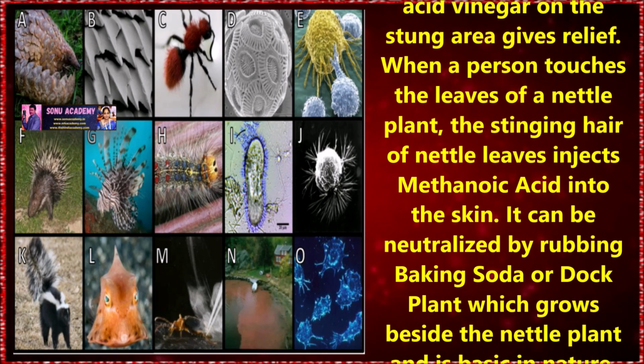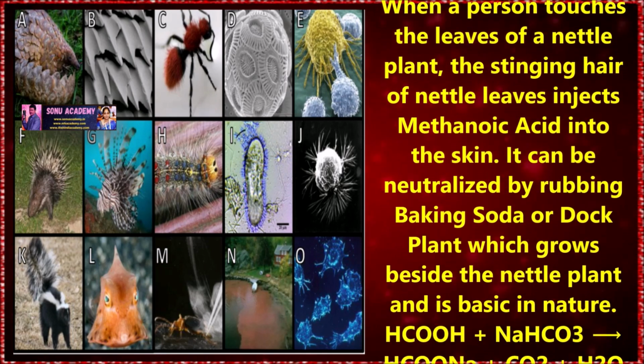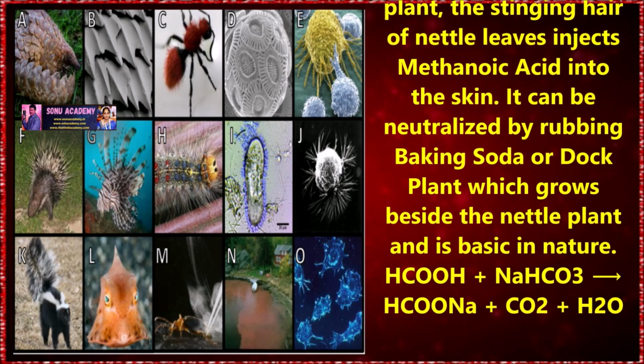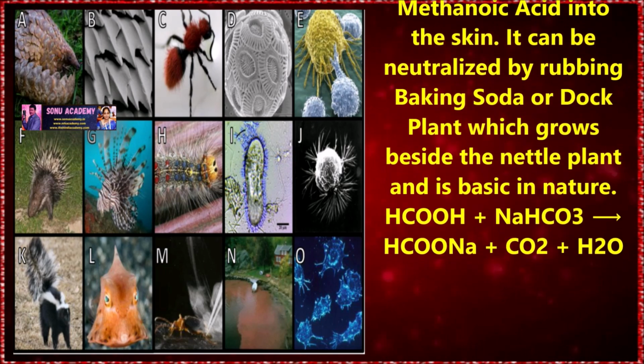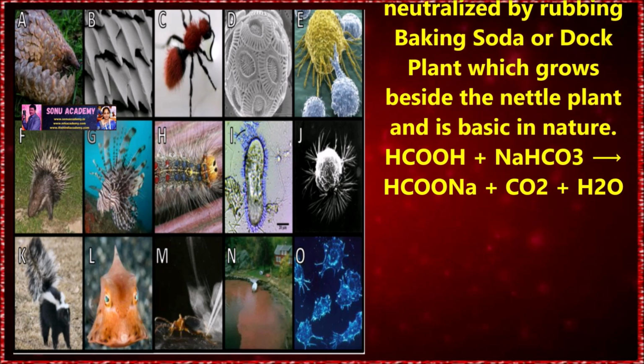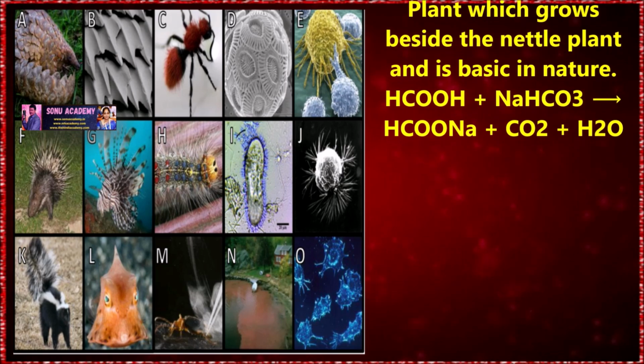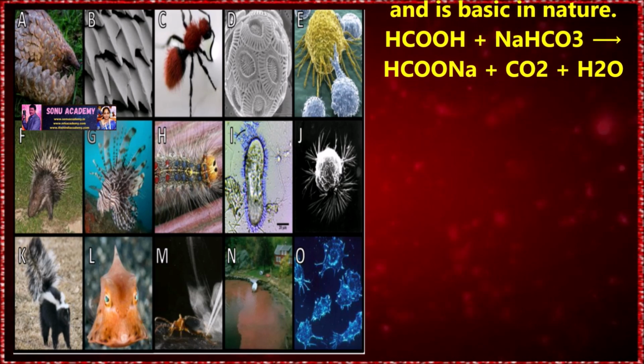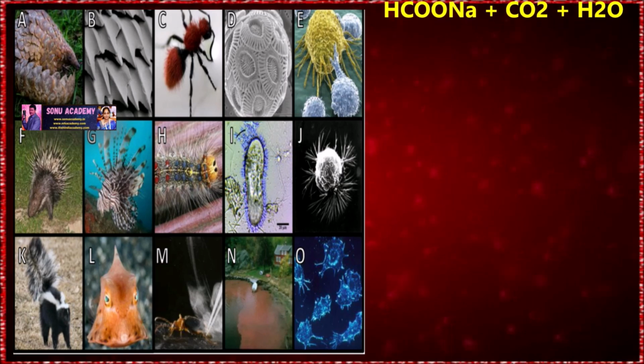When a person touches the leaves of a nettle plant, the stinging hairs of the nettle leaves inject methanoic acid into the skin. It can be neutralized by rubbing baking soda or the dock plant, which grows beside the nettle plant and is basic in nature.